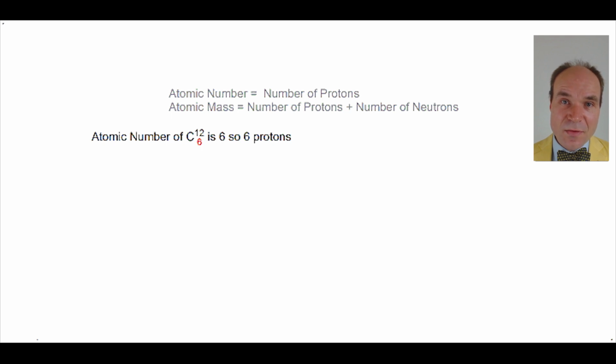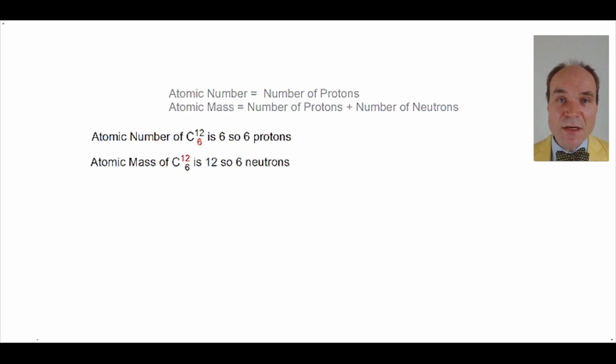In the next example I want to talk about, we have the same atom. This time we want to work out the number of neutrons present. So what we need to do is take the atomic mass and subtract the atomic number, which is to say we take the number of protons plus the number of neutrons and subtract the number of protons to arrive at the number of neutrons. We see here that arithmetic would involve 12 minus 6 equaling 6 neutrons.